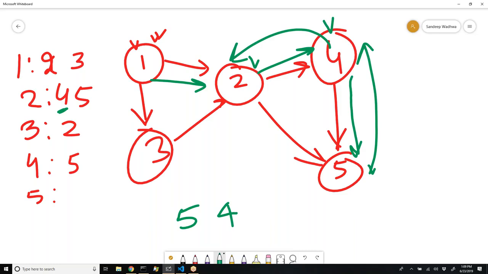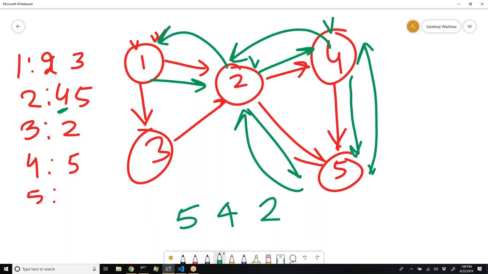What will 2 do? What is the next choice 2 has? 2 has 5. 2 goes to 5. 5 is already visited. The base case that we had written, it will come back. It will say, hey, I'm already done, so I don't want to do anything. Now all the children of 2 are covered. 2 will print himself. 2 will go back to 1 and say, I'm done.